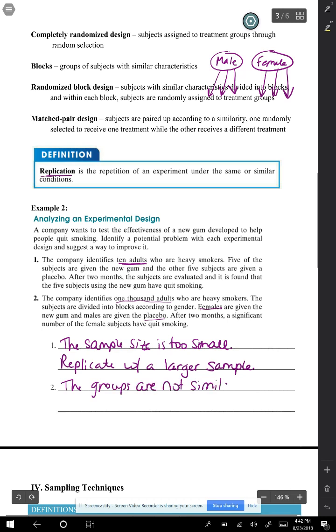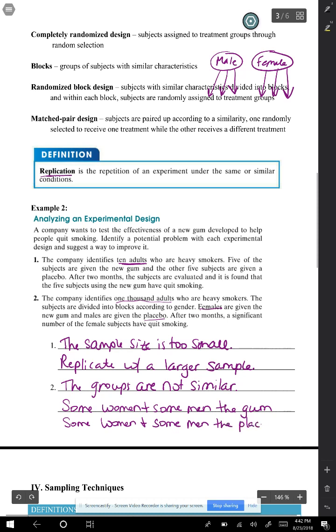And what might happen is the females might react differently to the medicine or to the treatment than the males would. There could be something in it that causes it to react differently with the females. And so for that reason, what you could do to improve it is you should have given some women and some men the gum, and then some women and some men the placebo.